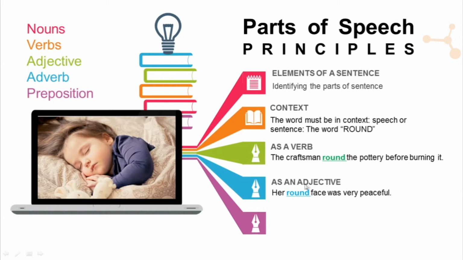However, in a different sentence, such as this one, her round face was very peaceful. The word round here actually explains the face. What kind of face is it? It is a round face, as you see in the picture here. So in this case, the word round is an adjective. So different positions give you different parts of speech.